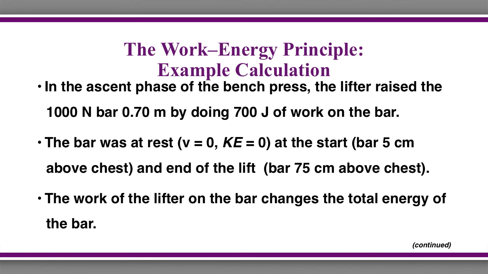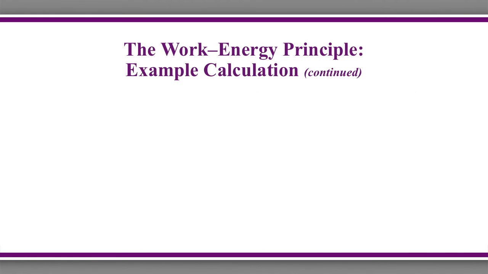In the ascent phase of the bench press, the lifter raised the 1,000 Newton bar 0.7 meters by doing 700 joules of work on the bar. The bar was at rest, so velocity is 0, kinetic energy is 0 at the start, which was 5 centimeters above the chest, and at the end of the lift, the bar was 75 centimeters above the chest. So the work of the lifter on the bar changes the total energy of the bar.